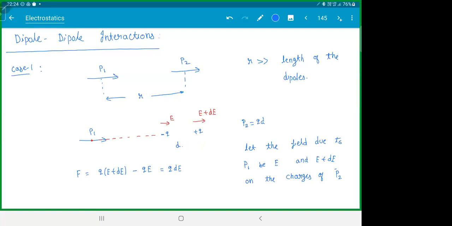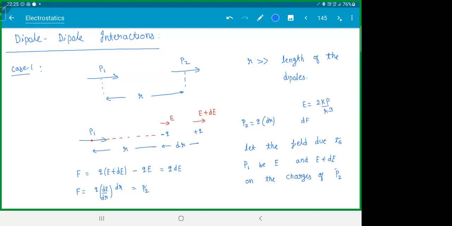So this is for a small distance dr. This can be written as Q into dE by dr into dr. Agreed? But what is Q into dr? It is P2. And what is the field due to a dipole? 2kP by r cube.